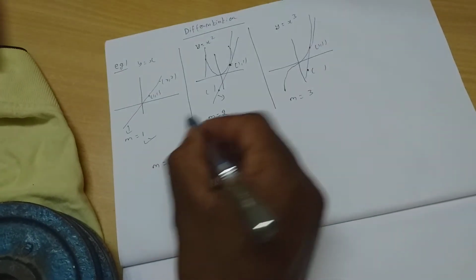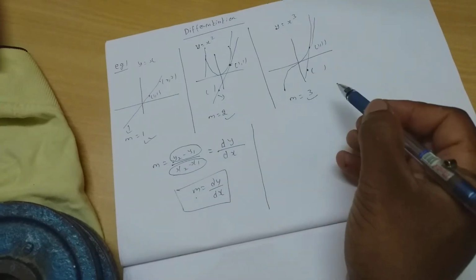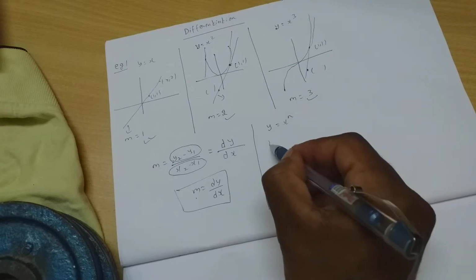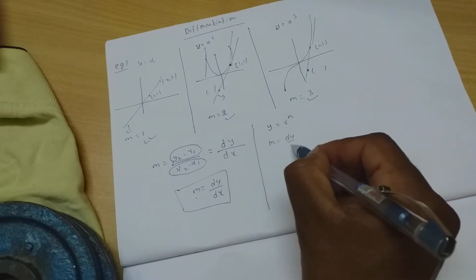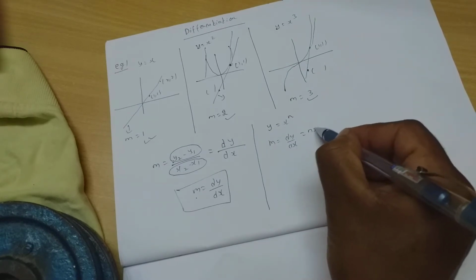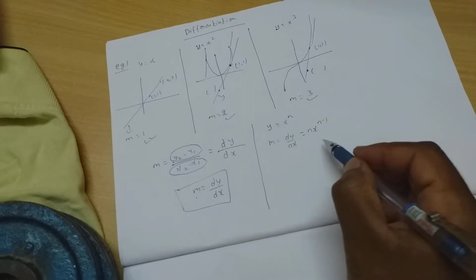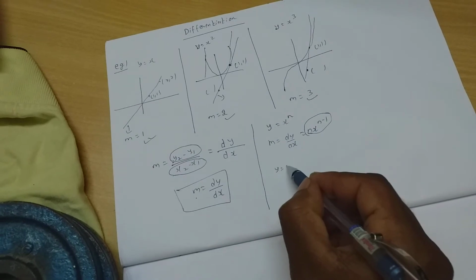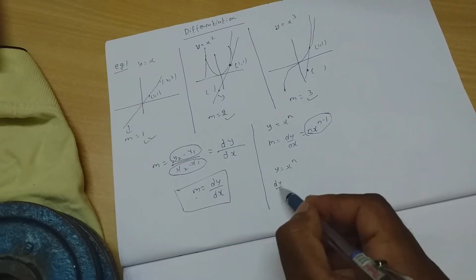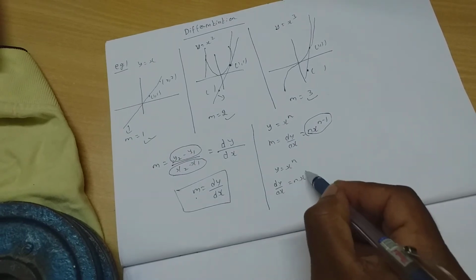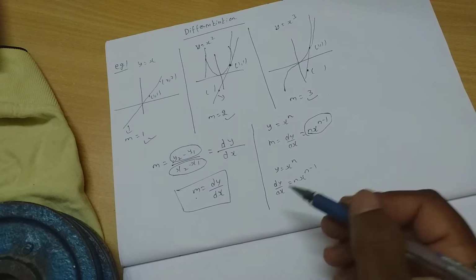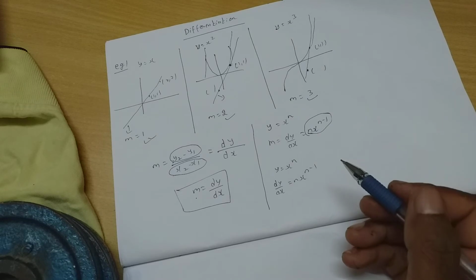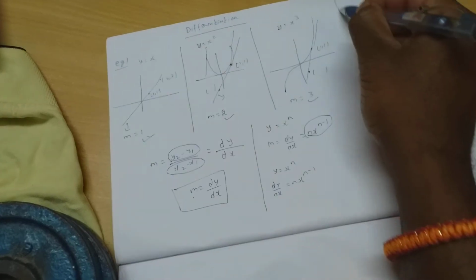And they found the slopes to be 1, 2, 3. So whenever y equal to x power n, your m equal to dy by dx, that is given by n into x power n minus 1. By graphically they came to this conclusion. So whenever y equal to x power n, your dy by dx is n into x power n minus 1. This is a formula with which they came up with. Am I clear so far?